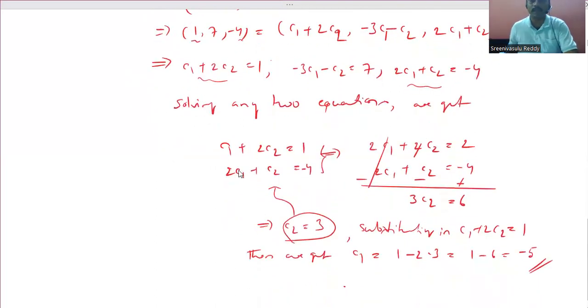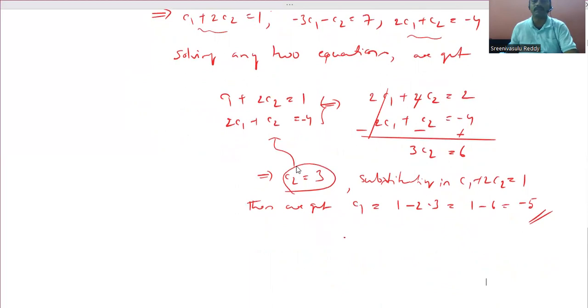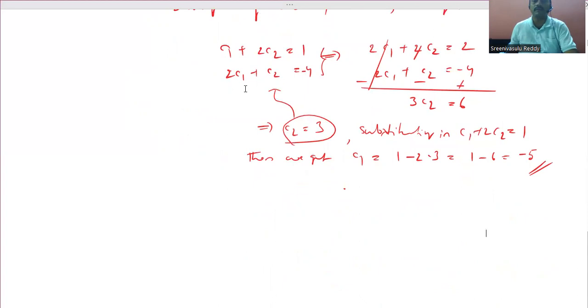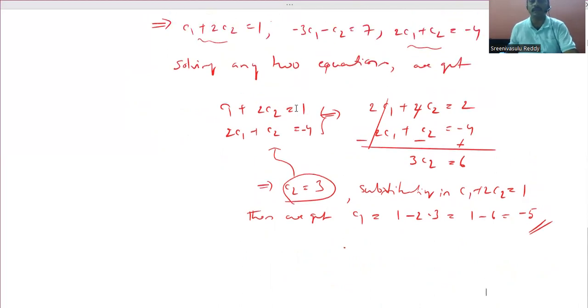The second equation: minus 5 minus 10 plus 3 equal to minus 6. Minus 5... C2 value is 3. Somewhere I made a mistake.